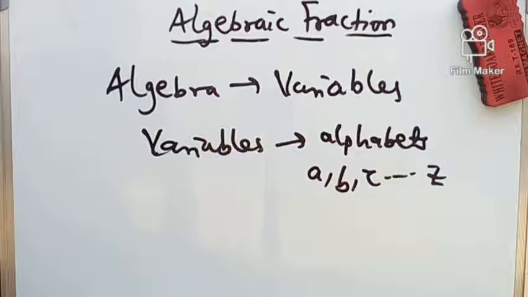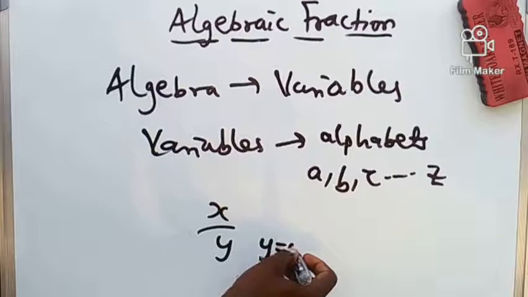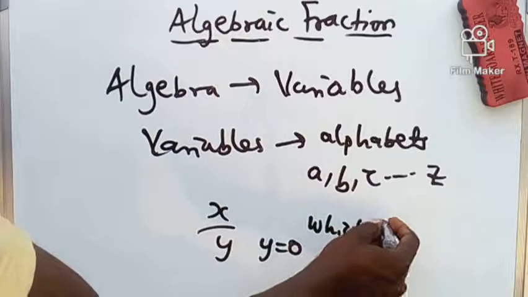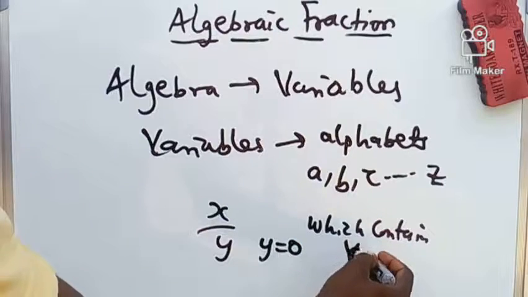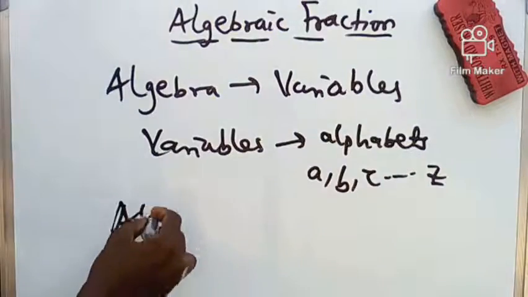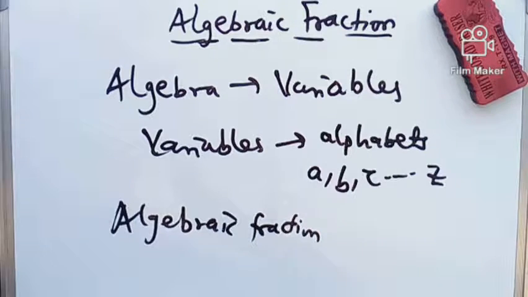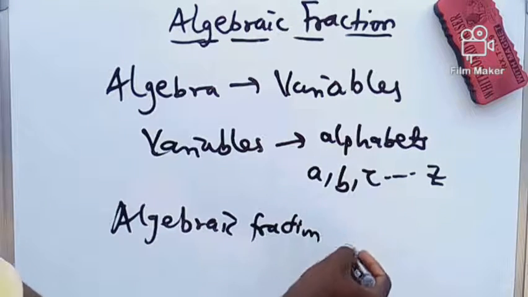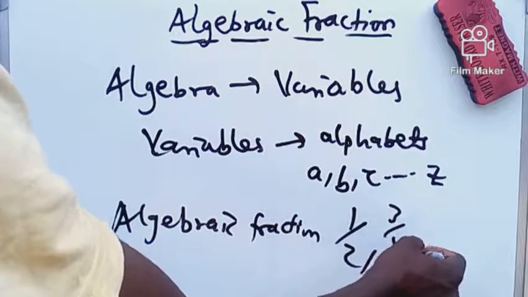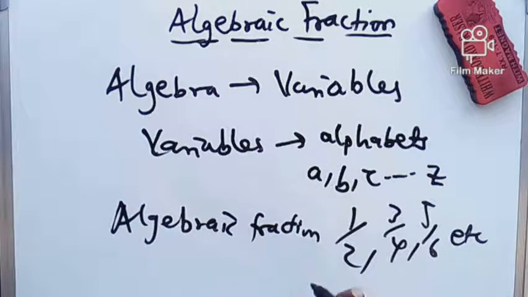So now, what is an algebraic fraction? An algebraic fraction is simply any number written in the form of x over y, where y is not equal to 0, which contains variables. Or you can simply put it as, an algebraic fraction is any fraction that contains alphabets. A fraction can be 1 over 2 or 3 over 4 or 5 over 6, etc. Once these fractions contain alphabets, either at the top or at the bottom, we call them algebraic fractions.